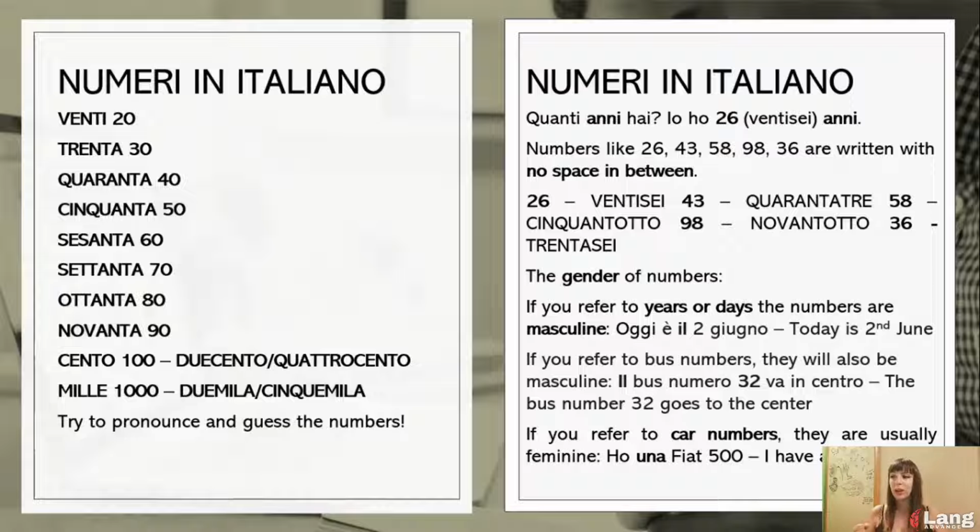1000 is mille and 2000 will be duemila. So every plural thousand will become mila. 2000, 3000, 4000, 5000, and so on until forever.